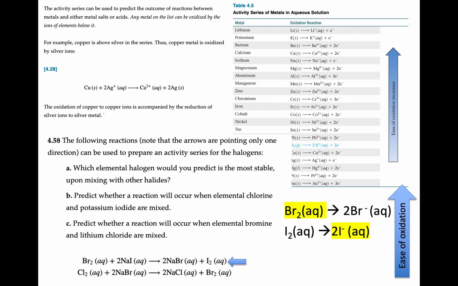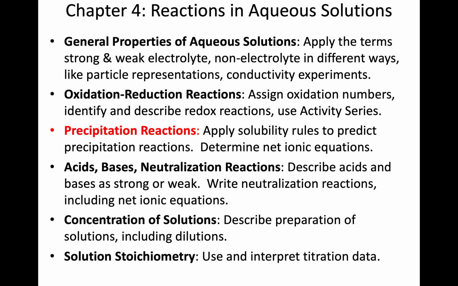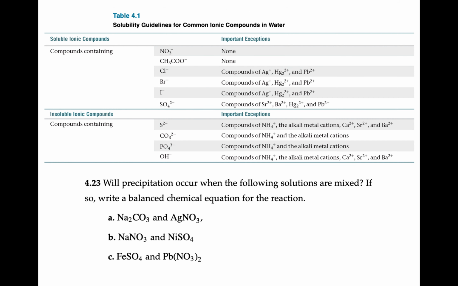So we want to be able to use the provided data with an activity series and also know what it means, because here's a question where we had to go in a different direction. When it comes to precipitation reactions, we want to be able to use provided solubility data.